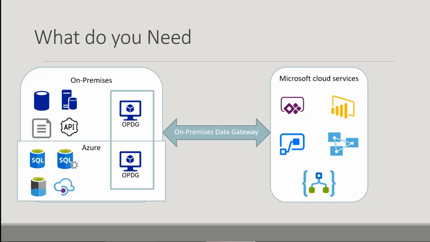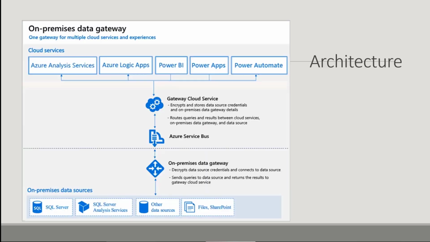The way this on-premises data gateway interacts with cloud services and with on-premises database, how does it fill the gap? So it frequently polls the Azure Service Bus to get the requests. It's a very plain statement, but I'll give you a complete picture. So this is how it looks. In cloud services, you've got Azure Analysis Services. That's the top layer. And Azure Analysis Services, Logic Apps, Power BI, Power Apps and Power Automate, all those services use Gateway.